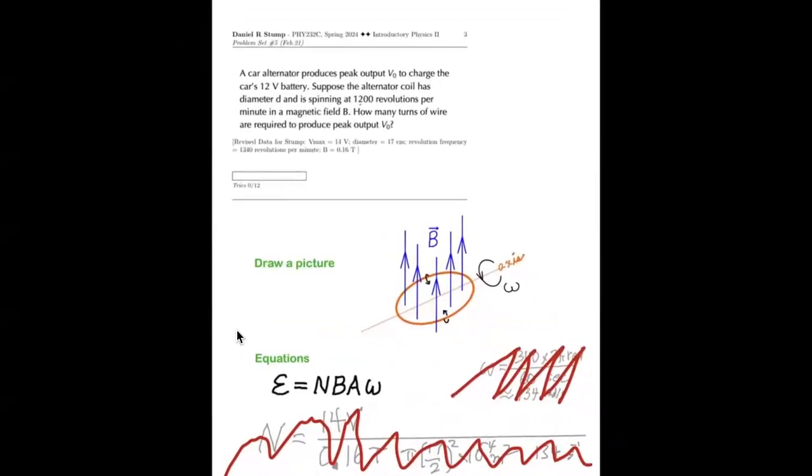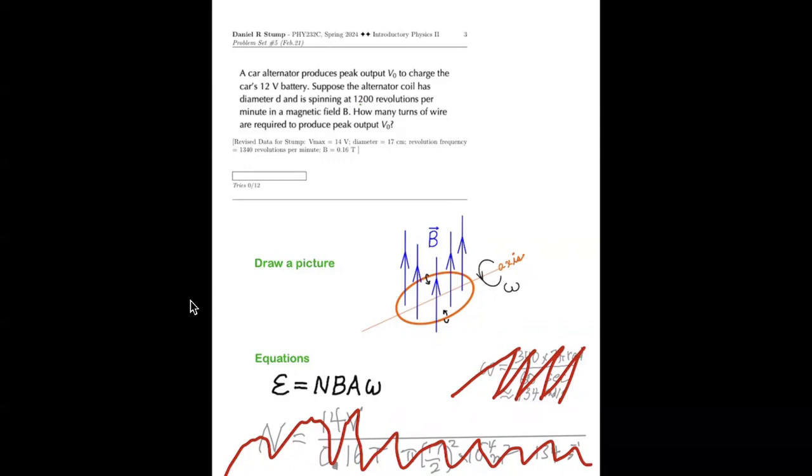Here's a problem about an electric generator. Everyone owns an electric generator. Well, no. Everybody with a car owns an electric generator. It's called the alternator. You're probably too young to own a car, but your parents maybe own a car, and they'll have an electric generator that they drive around to keep their battery charged.